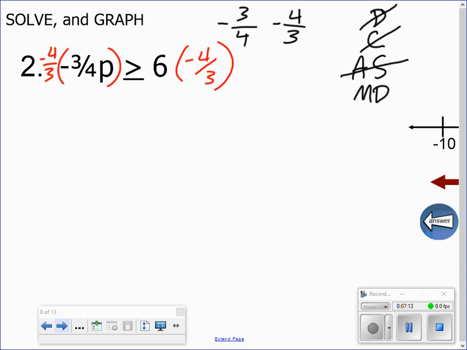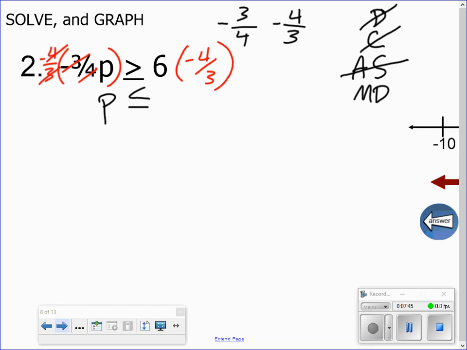The negative times the negative is going to make it a positive. The 4's on the bottom, the 3's cancel out, so you're left with just p. And then remember that we are multiplying by a negative number. We multiply by negative 4/3 on both sides. So because I'm multiplying by a negative number on both sides, we have to reverse this inequality symbol. So instead of greater than or equal to, now it changes to less than or equal to.